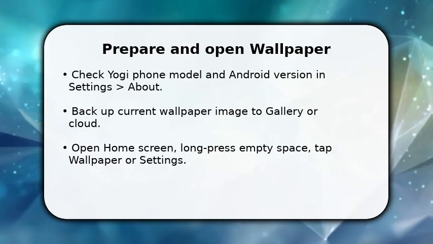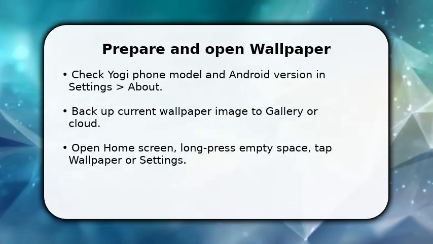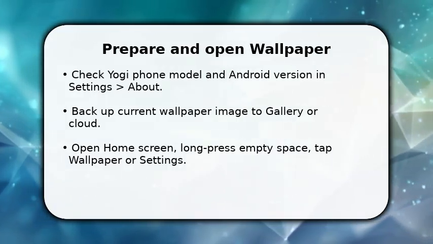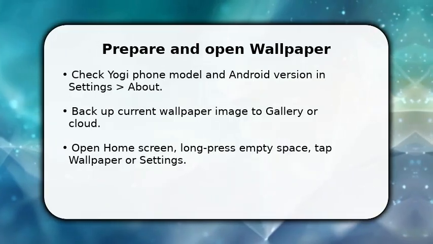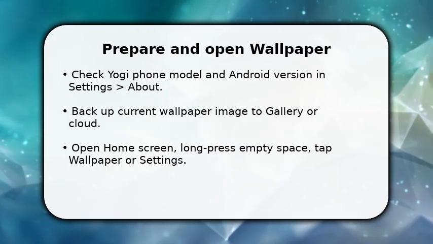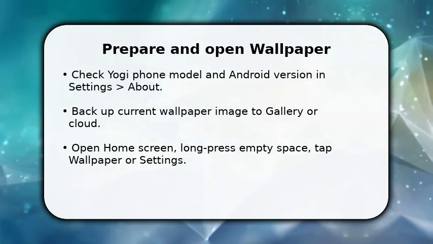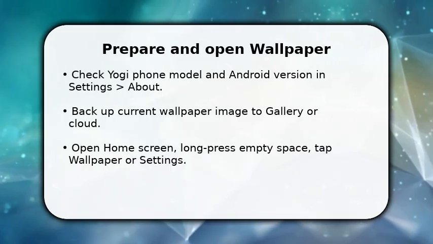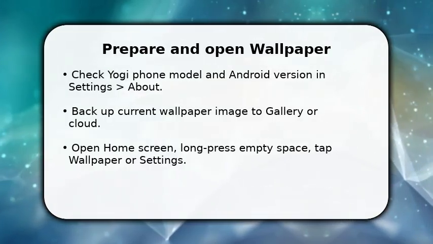You start by confirming your Yogi phone model and Android version so you know which menu to use. Once done, back up the current wallpaper image to Gallery or Cloud so you can restore it if needed. Next, go to the home screen and long press an empty area, then tap Wallpaper or Wallpaper Settings.